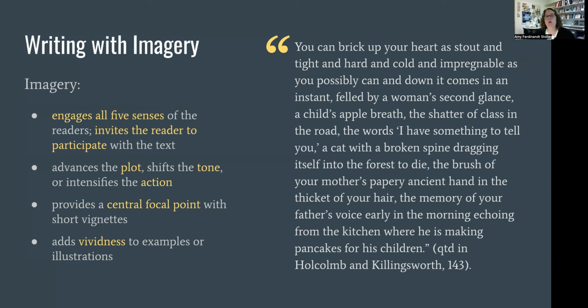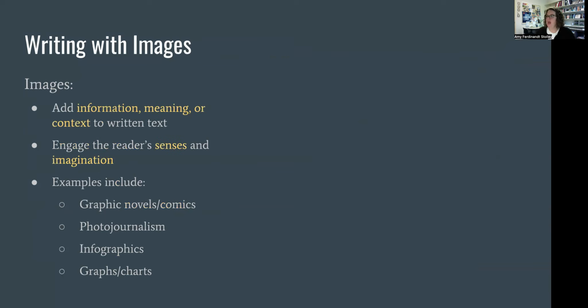So in addition to writing with imagery, we're also thinking about using images to incorporate them into our writing. And so when we're thinking about that, we're really talking about ways that images can add information, meaning, or context to a piece of writing. Again, images can engage the reader's senses and imagination.